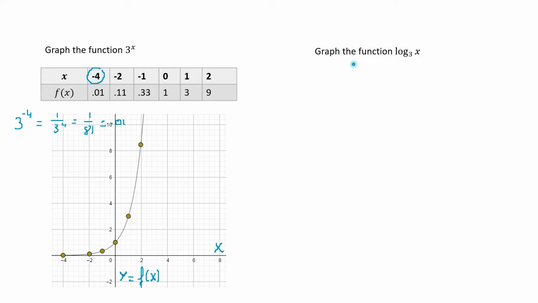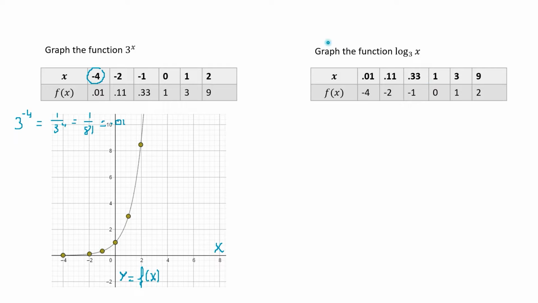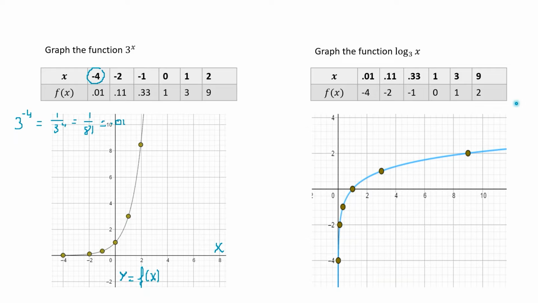Okay, now let's move across to my function log x of base 3. So what exactly is going to happen here? To graph this function, you will notice that it's actually the opposite values. I've effectively flipped them around. So we can see my x values 0.01, 0.11, 0.33, 1, 3, and 9. And my y values now are -4, -2, -1, 0, 1, and 2. So I actually haven't done any maths there. All I've done is swap the x values with the y values. And from that I've graphed my function log x of base 3.